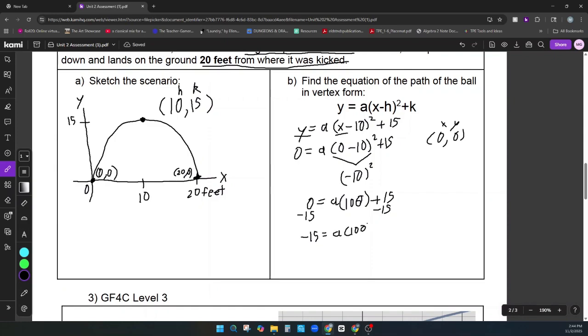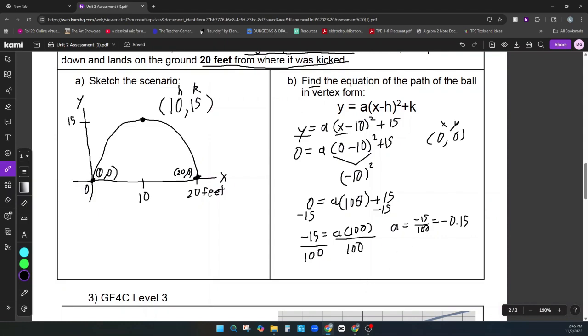Now I need to get rid of this 100. Now, whenever we have a number or variable next to a parentheses, the operation is multiplication. Meaning, in order to get rid of my 100, instead of doing multiplication, I must do the opposite. So I'm going to divide both sides by 100, and my a is equal to negative 15 over 100. Or if we plug this in the calculator, that should be negative 0.15. Which is my last step.